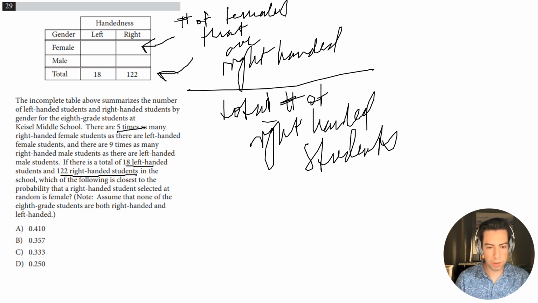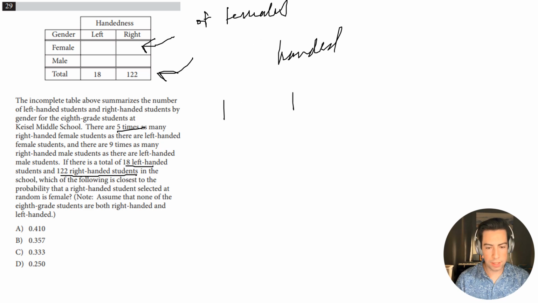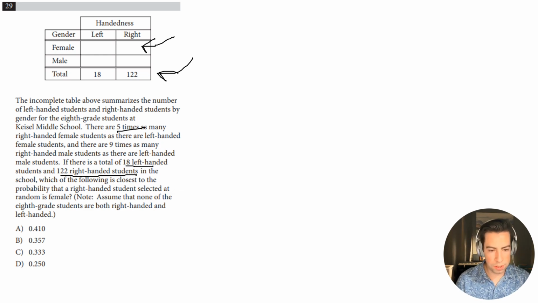So let me go ahead and erase that. Hopefully you see why that's the case. It's just a simple probability problem here. So what I'm going to need to do here is figure out what is this number right here? What is the number of right-handed female students? Because we have this number. Okay, so what do they give us?